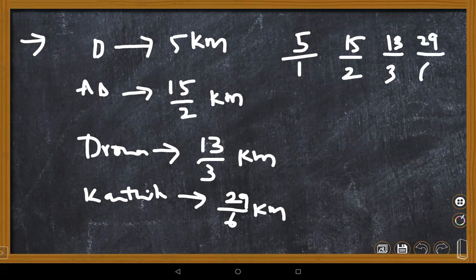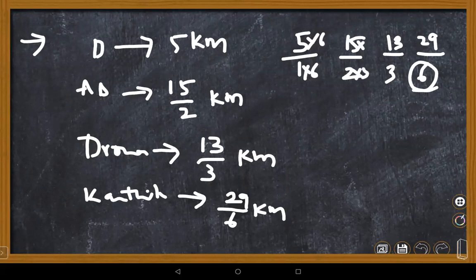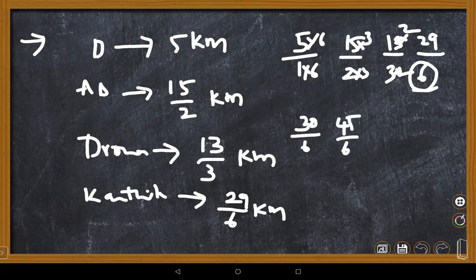So all LCM is what, Nana? LCM is 6. So to make all as 6, the first fraction with 6, the second fraction with 3, the third fraction with 2, the last fraction already has 6, no need. 6 5s are 30 by 6, 5 3s are 45 by 6, 13 2s are 26 by 6, and 29 by 6. So who worked more now by comparing all these?